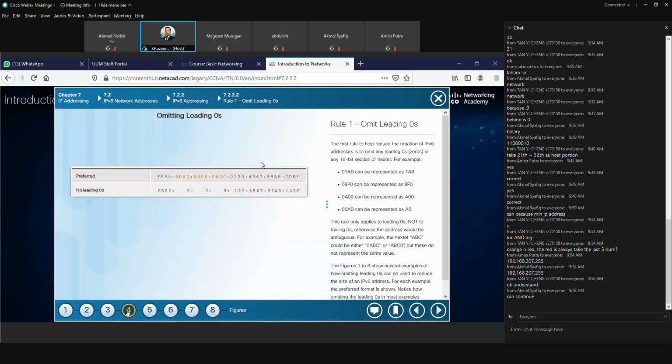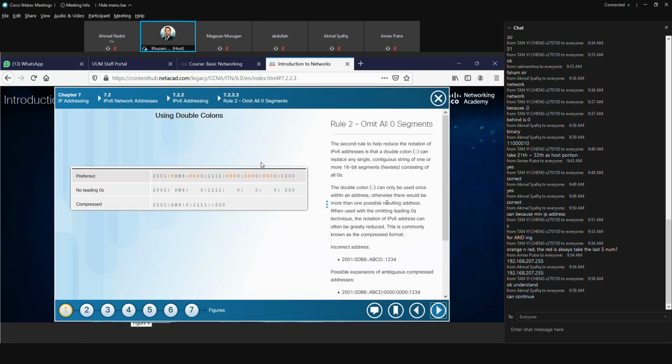Omit leading zeros. You start from the left. Over here, for example FE80, you cannot remove the 0 because it is not a leading 0, it is the last 0. Only the leading zeros. So this is the simplified one.